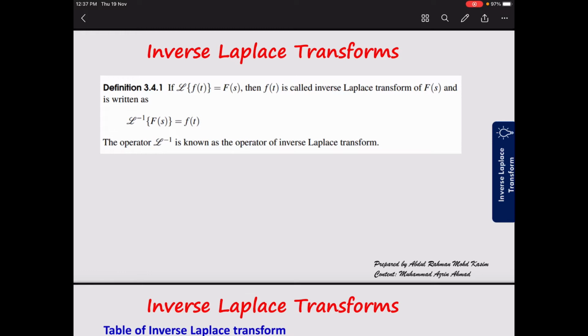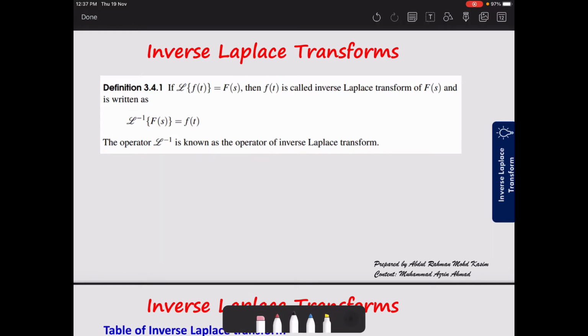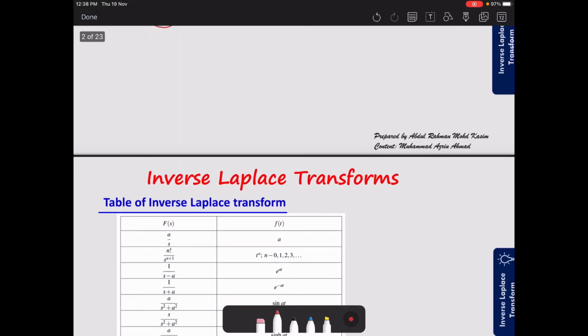So basically, we have the function in terms of f(t), and then we Laplace it, so we get the function F(s). This time, we would like to transform the function F(s) back into the function f(t) by taking the inverse Laplace transform. So this is the operator. We call it the inverse Laplace transform.